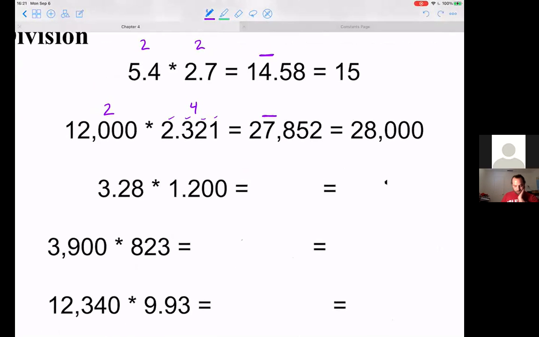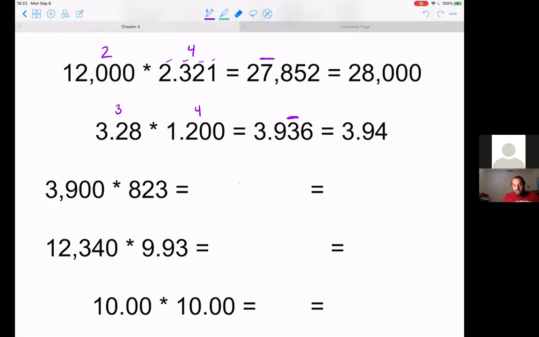All right, so 3.28 times 1.22 or 1.200. Again, punch that into my calculator. Then I've got to apply the rules for sig figs. This has 3, this has 4. So 3 is the lower number. I'm going to round here, and that will round up to 3.94.